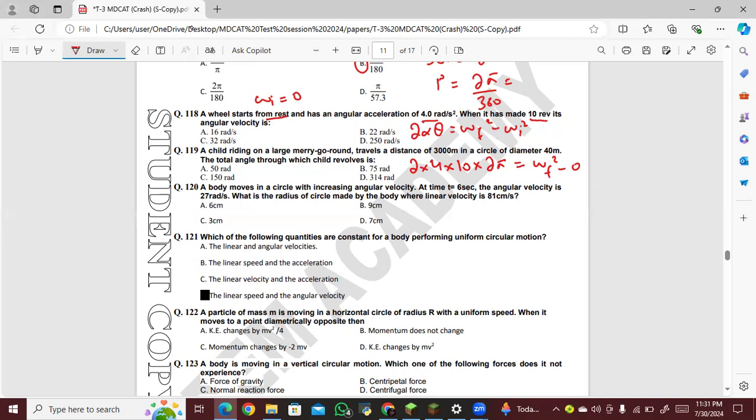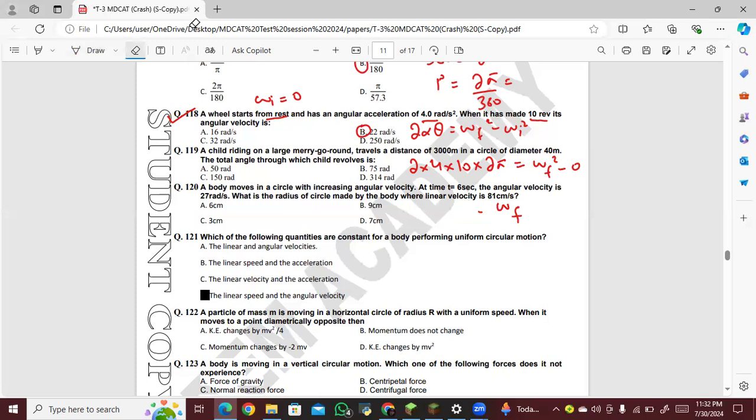3 into 2 is 6, 6 into 10 is 60, and 60 into 4 is 240, 240 into 2 is 480. So you have to take the square root of 480. Square root of 480 becomes 22. This is the right option. This is the nearest option.